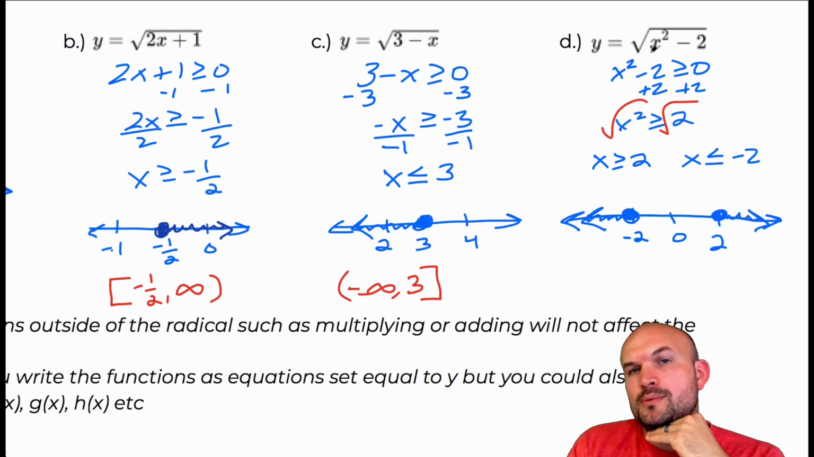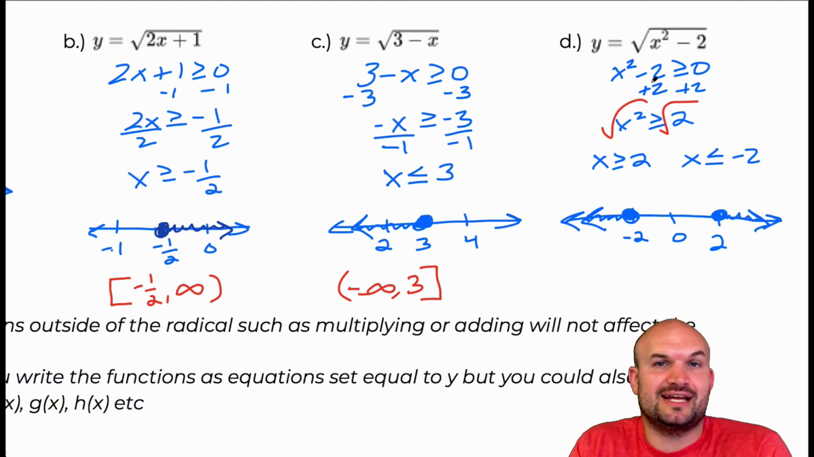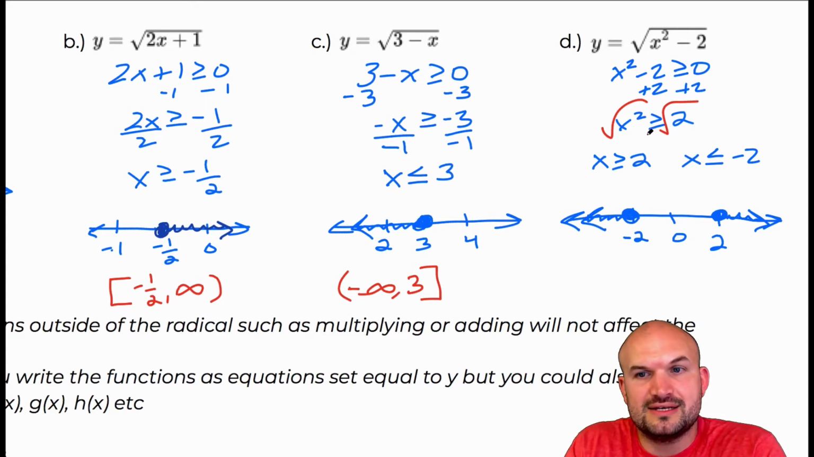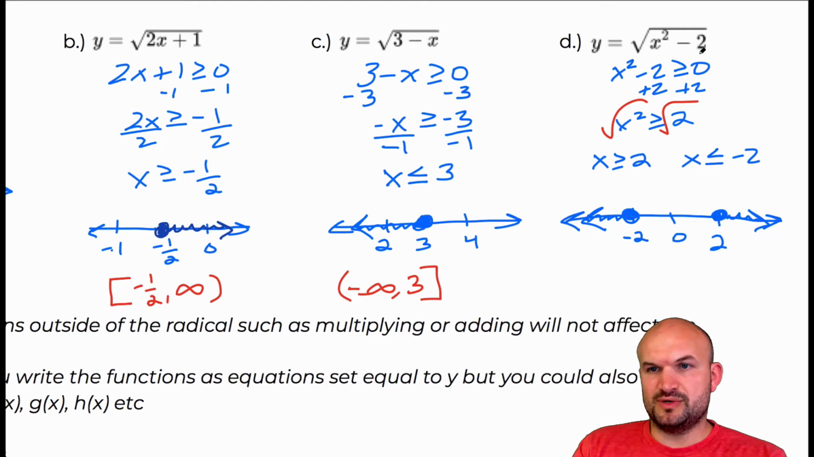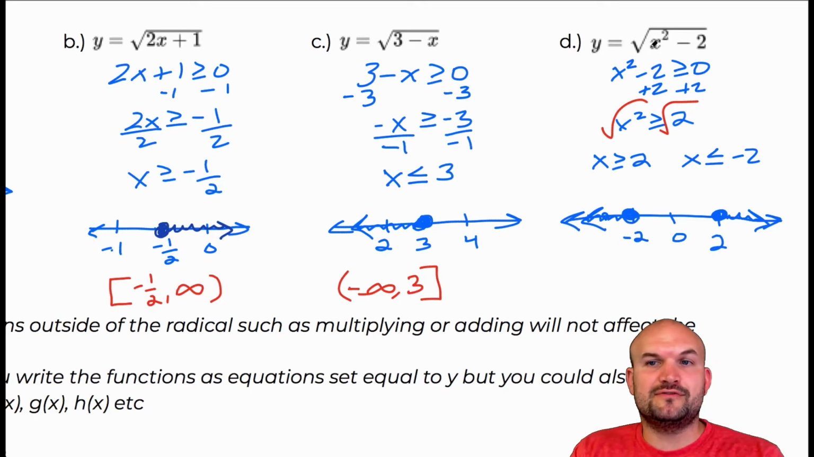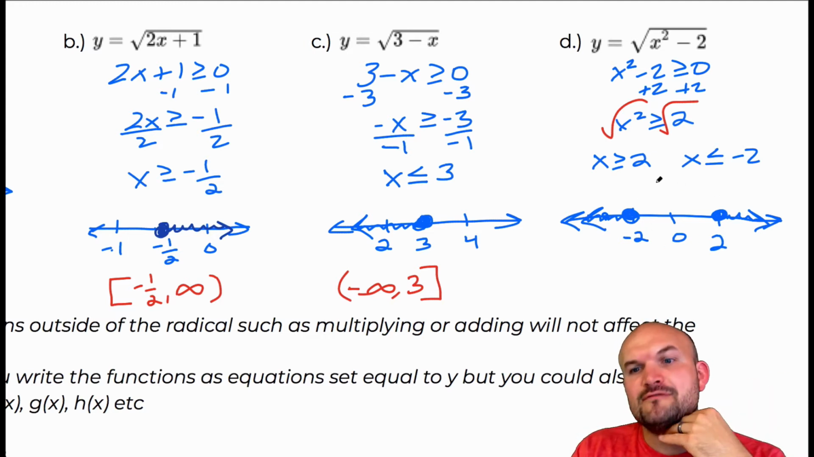Well, look what happens when we plug in 0. 0 squared is 0. 0 minus 2 is negative 2. Square root of negative 2 is undefined. Let's look at negative 3, because we're wondering why the sign flips. If you plug in negative 3, which would be right there, right? Negative 3 squared is 9. 9 minus 2 is 7. You can take the square root of 7. So that is a confirmation of why this works.